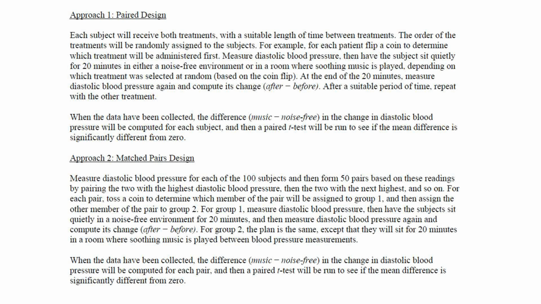For group 1, we're going to measure the diastolic blood pressure, then have the subject sit quietly in a noise-free environment for 20 minutes, and then measure the diastolic blood pressure again and compute its change, so our after minus our before. For group 2, the plan is the same, except that they will sit for 20 minutes in a room where soothing music is played between blood pressure measurements.